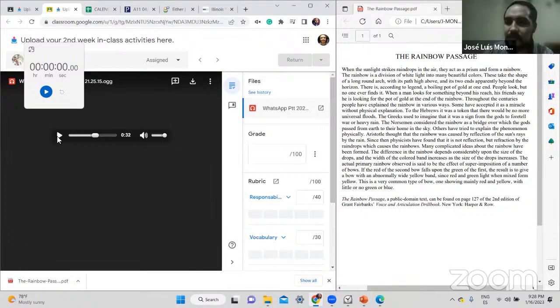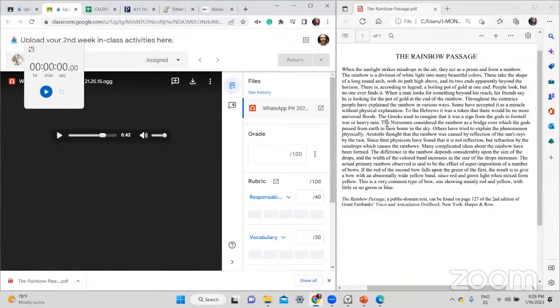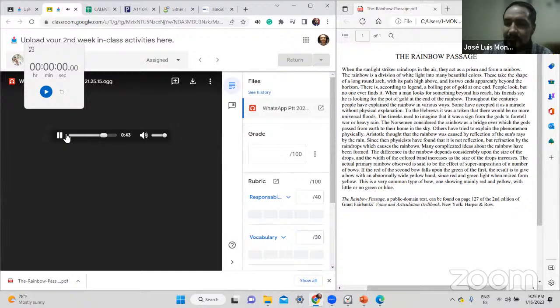Good. When a man looks for something beyond his reach, his friends say he is looking for the pot of gold at the end of the rainbow. Throughout the centuries. Good. This just needs a little bit more emphasis in the first part, like throughout. Let's repeat that one, please. Throughout. People have explained the rainbow in various ways.